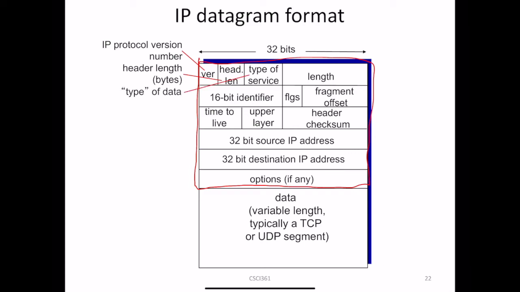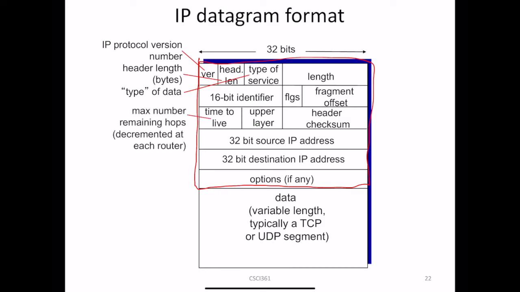For the type of service, which indicates the type of data, in most cases it just indicates whether it's UDP data or TCP data. However, in some other situations, an ICMP message will be indicated here. It will show the ICMP type.